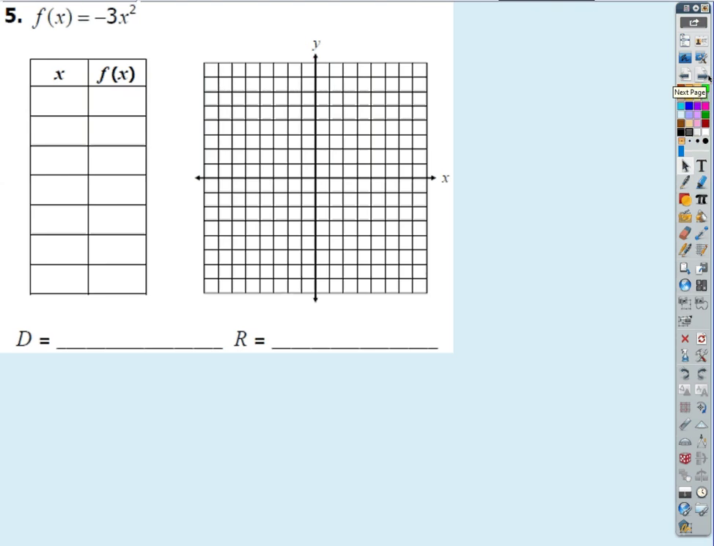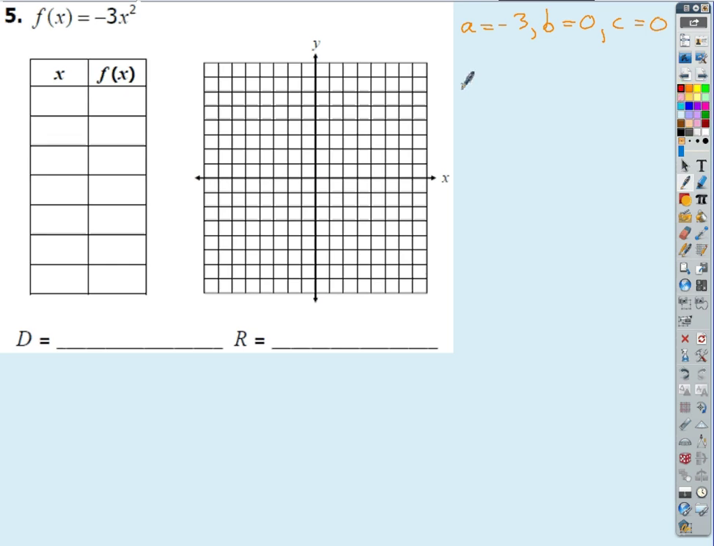So now we're going to go a step further. Now we want to know, what's the graph look like? So this is number 5 on your notes. This time, what are the values of A, B, and C? A is what? B is 0, C is 0, okay?